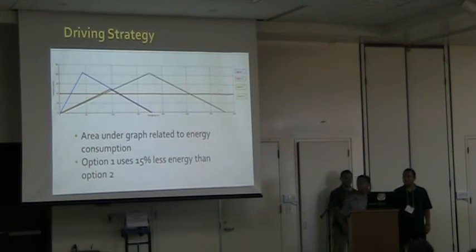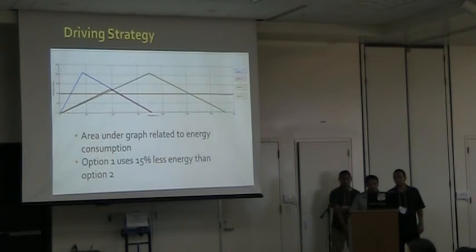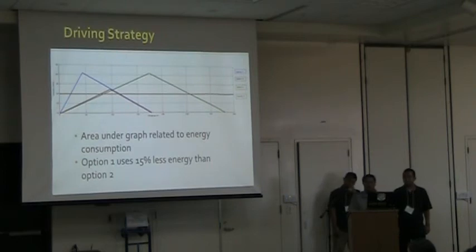And these are our driving strategies that we analyzed. There's four different ones. Out of the top two, we decided to go with option one, which is the blue one. It's a burn and coast strategy. What we do is we accelerate to about 30 miles per hour, then cut the engine and coast, and then restart the engine and accelerate again.